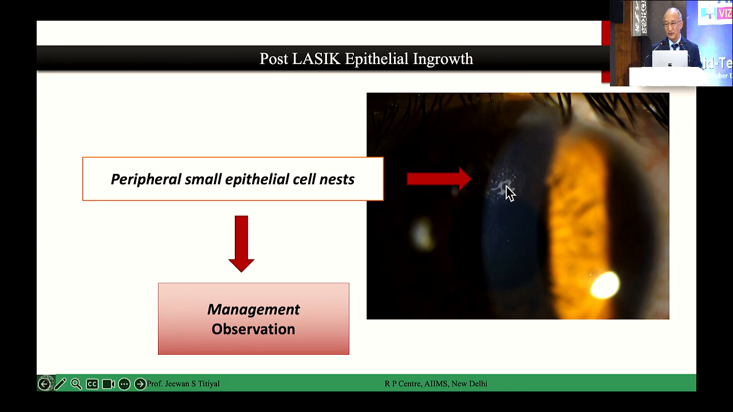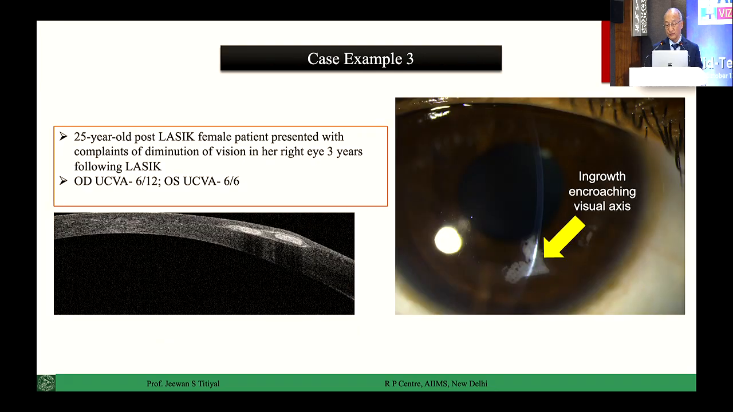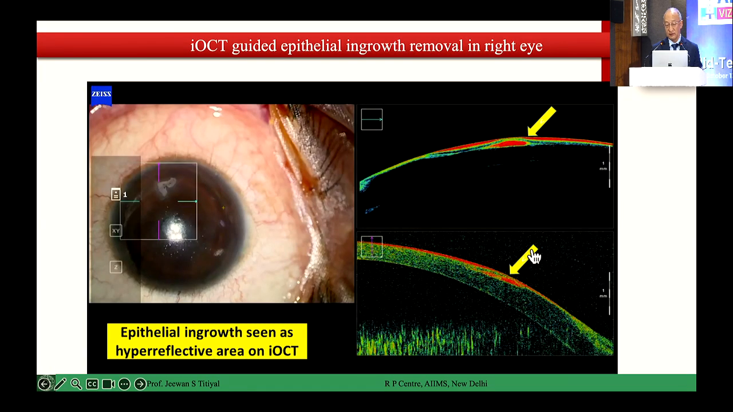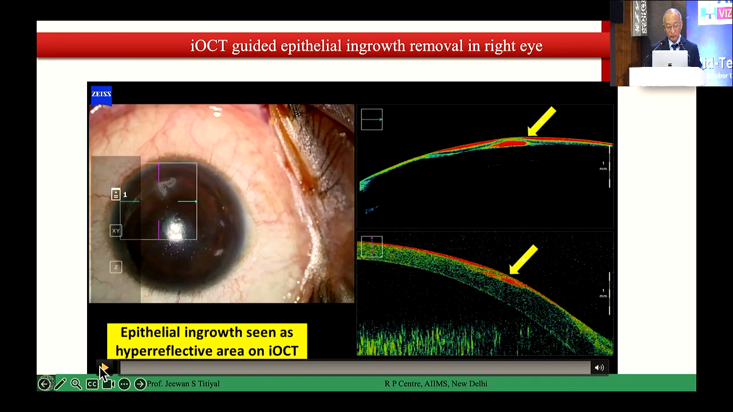So this is a grade 1, very small epithelial ingrowth, and this is off visual axis. You have to just observe. This patient may be like this for many years. If you lift the flap, you can create more complications. So this is one case that has a large epithelial ingrowth, a larger area approaching the visual axis. This case definitely requires a surgical intervention. So this is how we approach these patients.